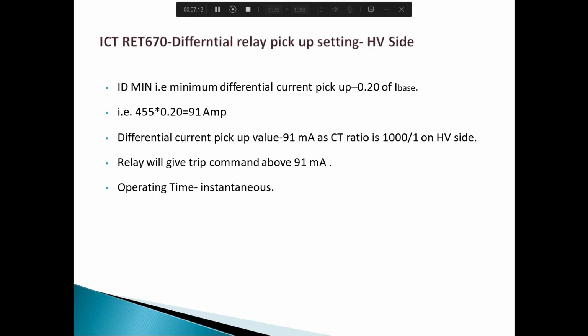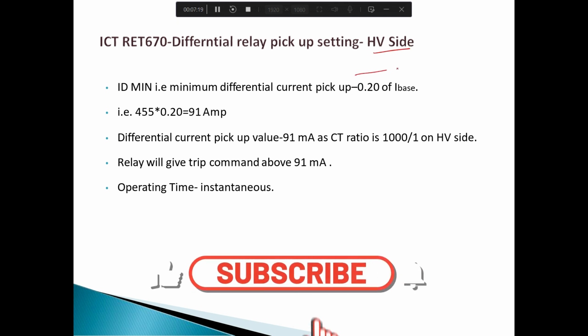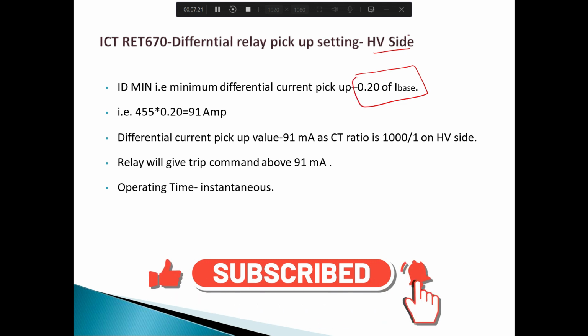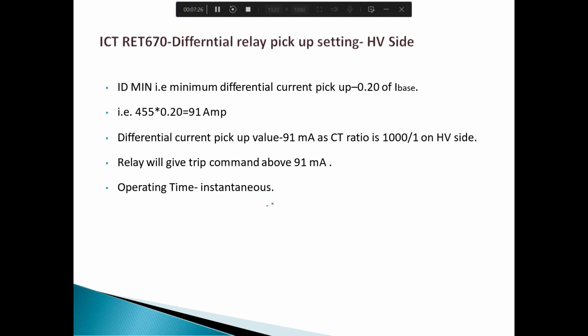Now, the next thing is how to check the differential relay pickup setting. So, for this, suppose the differential current pickup inside the relay setting is 0.2 times of I base. First of all, you have to calculate I base. Now this is a 400 by 220 kV, ICT of 315 MVA, with HV side 400 kV and LV side 220 kV. That means the current I base of this side will be 455 ampere, and this will be your 826 ampere.